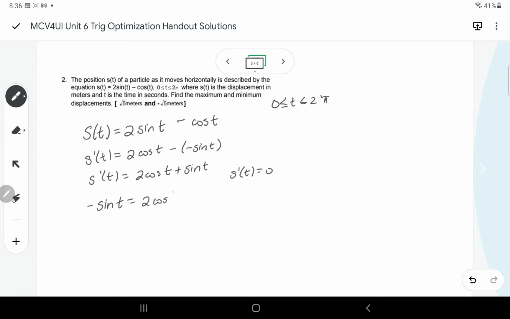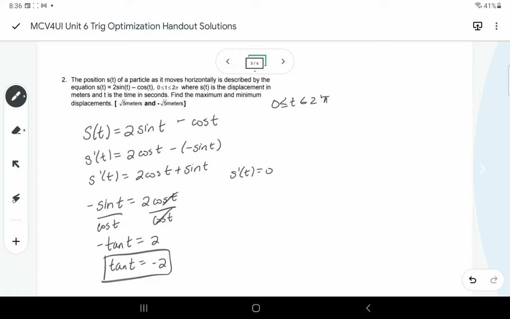equals 2 cos t. And again, sine and cos, you might think, oh, I can't solve this because I don't know where those are equal. Whenever you have sine and cos, divide out a cos, and then you've got tan. So there we've got negative tan t equals 2 or tan t equals negative 2. So we want to find where tan is equal to negative 2.